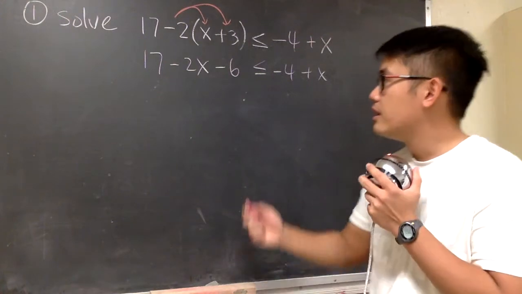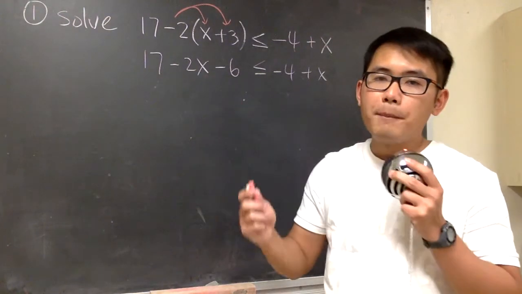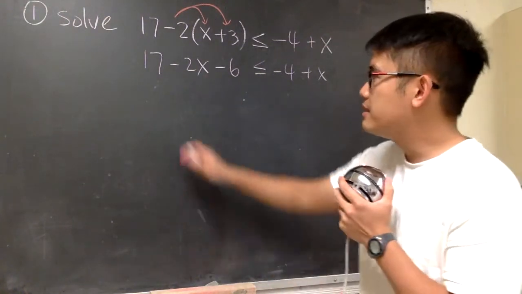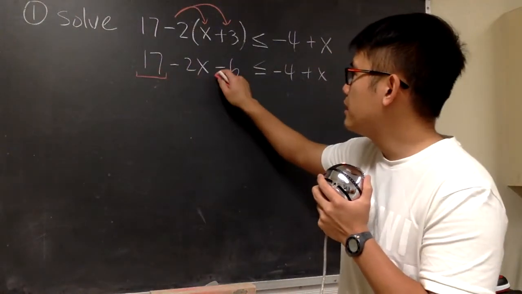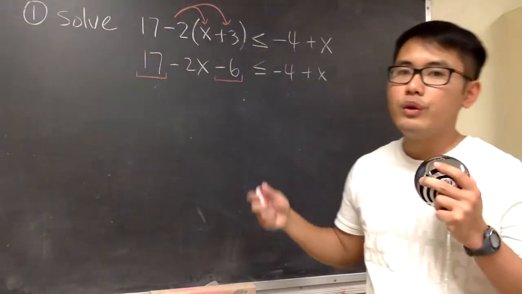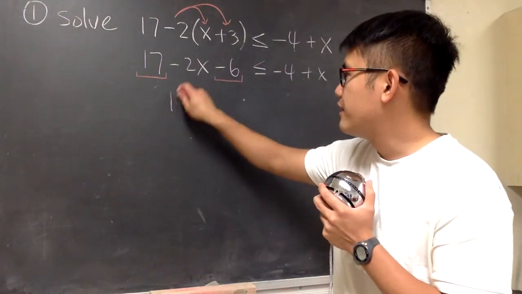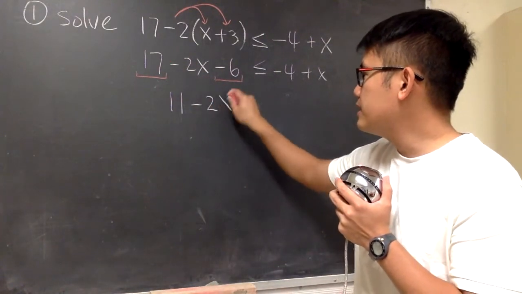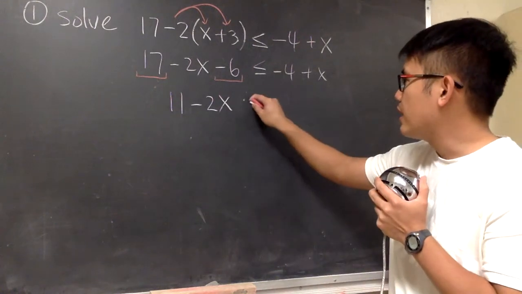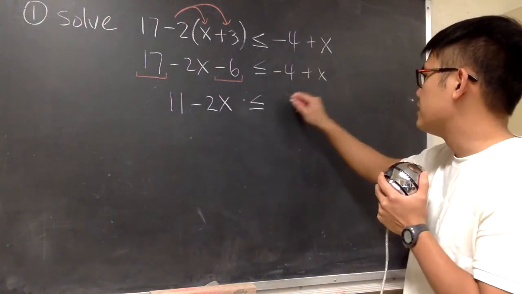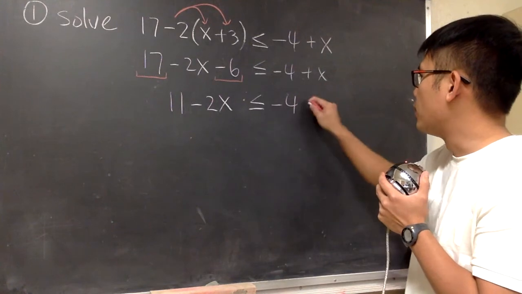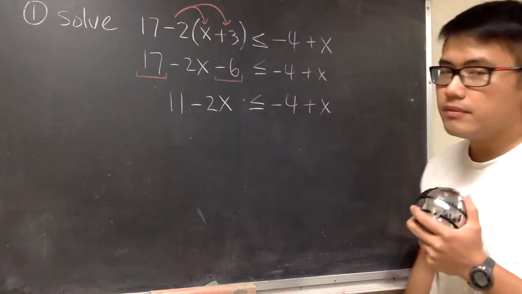Then focus on the left-hand side and combine like terms as much as we can. In this case, we have 17 minus 6, we can combine them together. 17 minus 6 is 11. And then this is minus 2x. We bring this down, less than or equal to, and this stays the same again, negative 4 plus x.